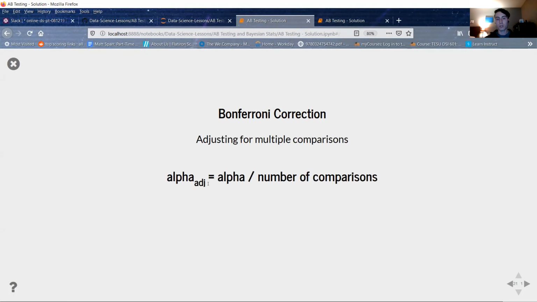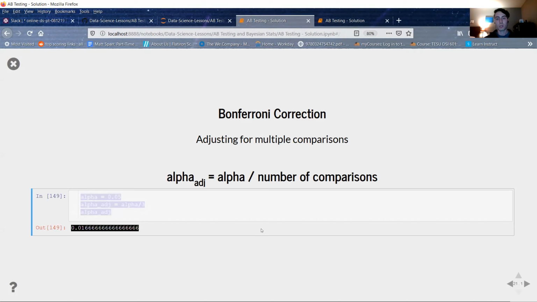So to do this, all you do to find your adjusted alpha is take your regular alpha divided by the number of comparisons. So in this case, we have 3 different groups. We have 2 different outcomes. So there's going to be 3 different comparisons, basically. So A and B, A and C, and B and C. So that's 3. So if we take our alpha, 0.05 divided by 3, we can get our adjusted alpha of 0.016.